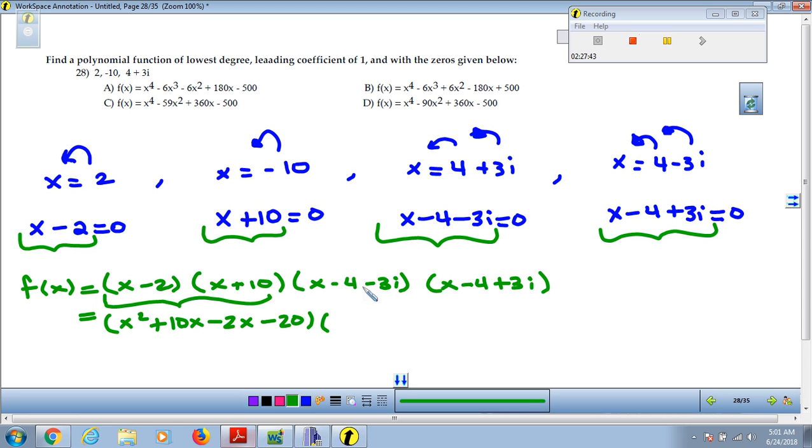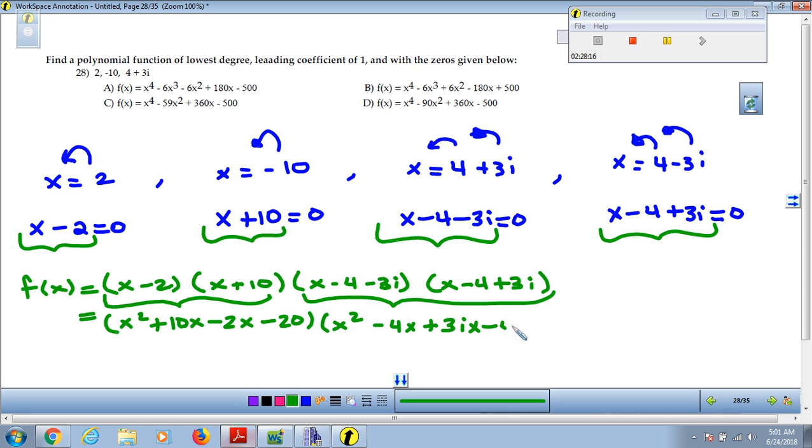I'm going to multiply the conjugates together. Remember that one key thing on this problem that I told you is that the conjugates must be multiplied together. Otherwise, we're going to make a big mess, and we're never going to be able to get the answer. So x times x, x squared, x times -4, -4x. x times 3i, 3ix, or 3xi, wherever you want to put it.